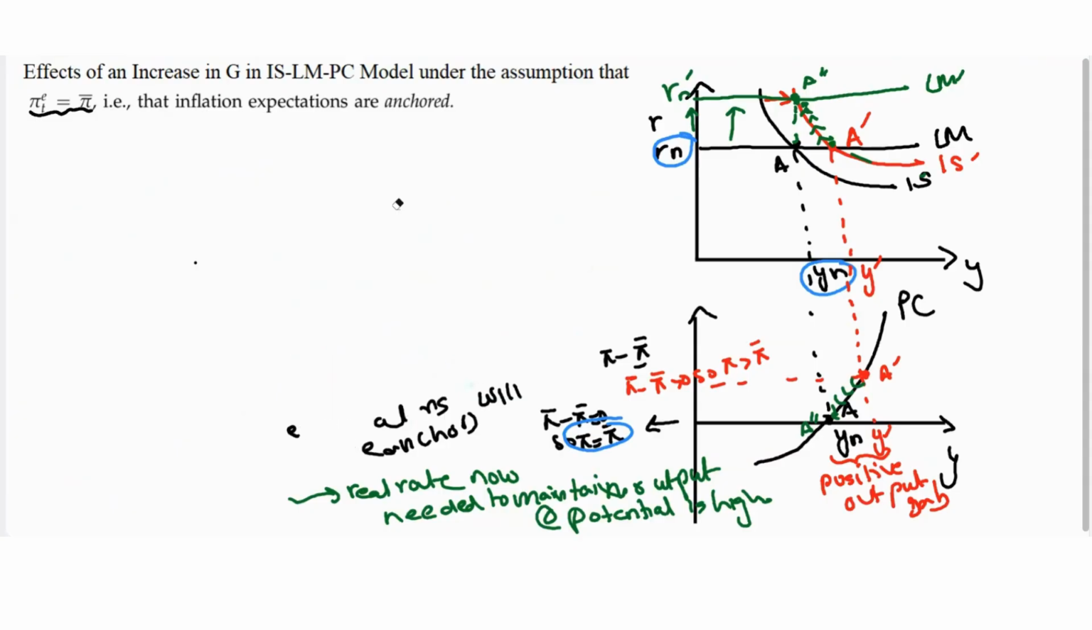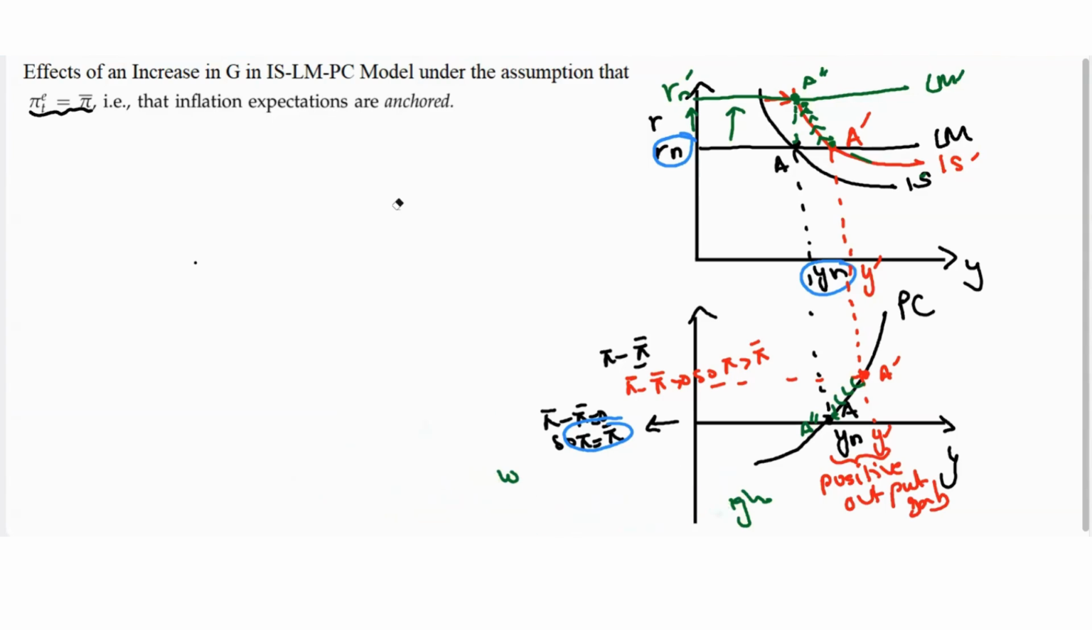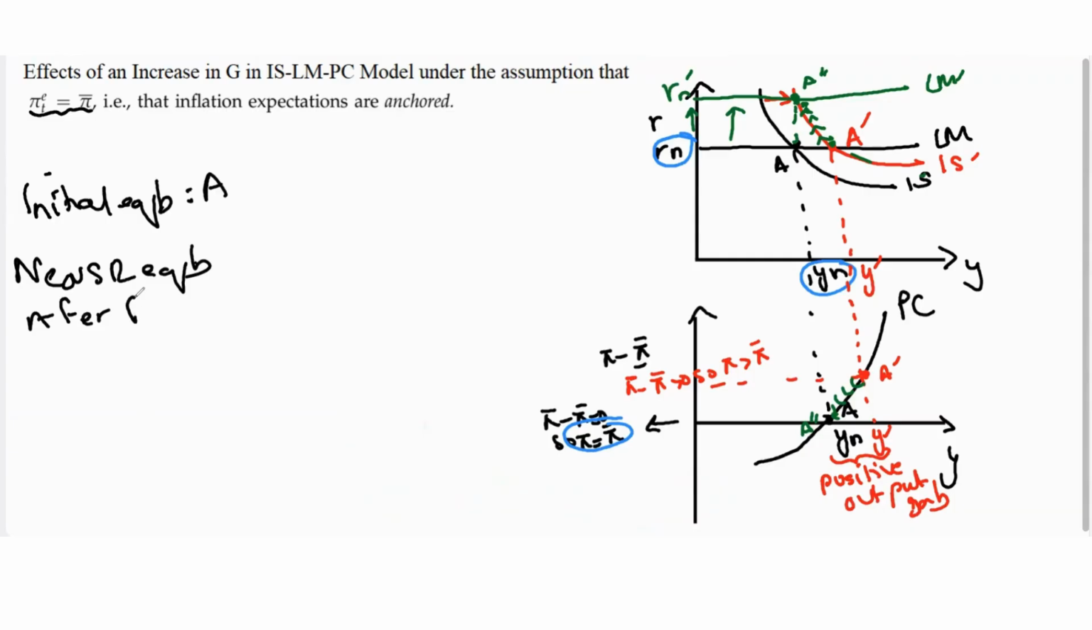And we know how this increase in real interest rate will reduce output, right? We know the monetary transmission mechanism behind it. When the real interest rate increases, demand decreases, investment decreases, and hence output decreases. So this is the movement from A prime to A double prime. Once output comes back to potential, inflation would come back to target as well. The initial equilibrium was A, which we assumed was medium-run equilibrium. The new short-run equilibrium after G increased was A prime, and the new medium-run equilibrium is A double prime.